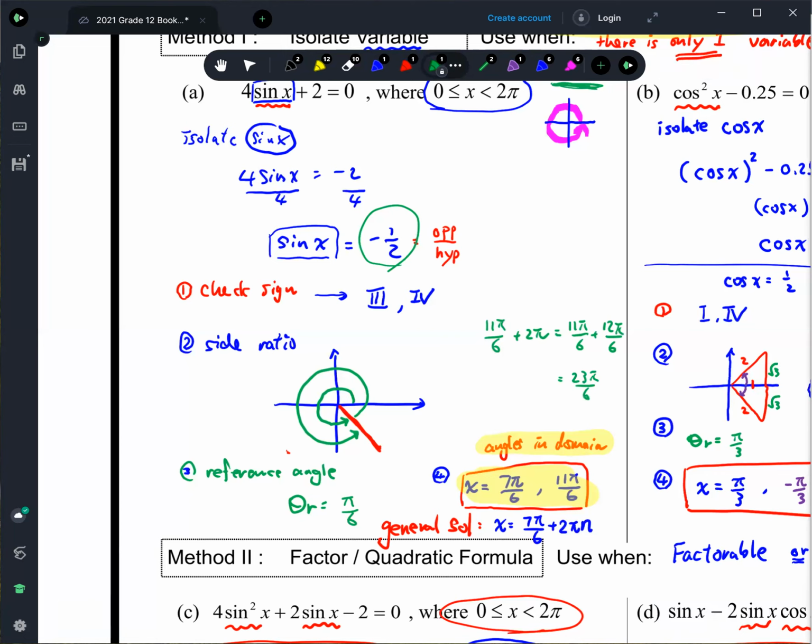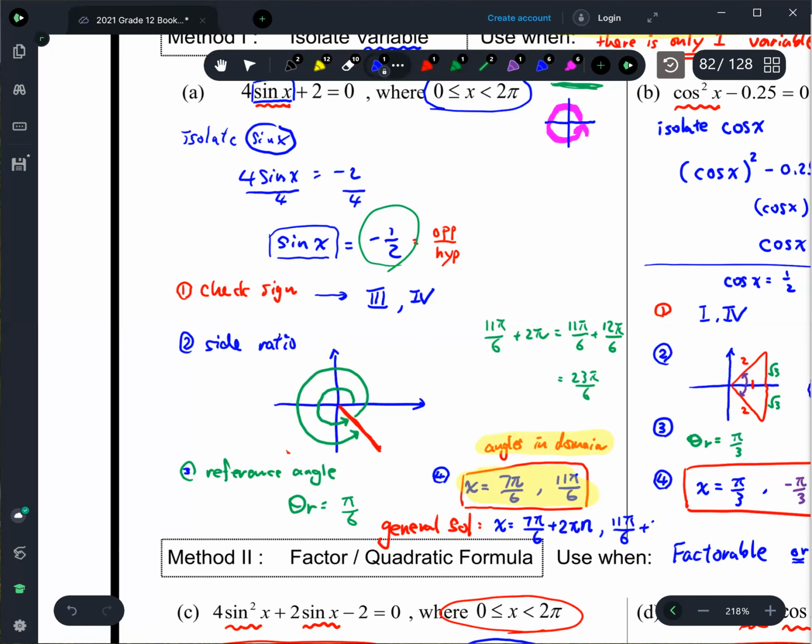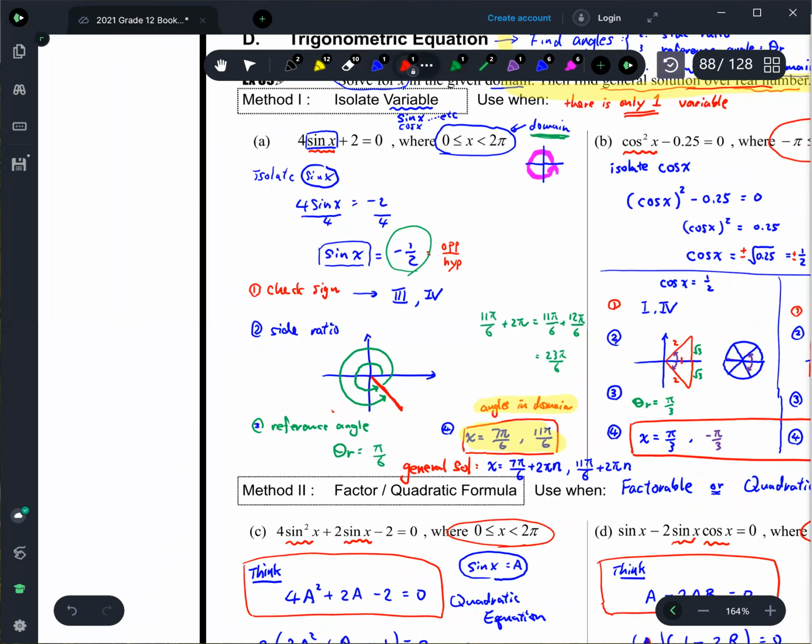You can keep on adding another 2 pi. So the next one will be 35 pi over 6, and so on. To represent all the answers there, you just add 2 pi n. So the second one is 11 pi over 6 plus 2 pi n. This is called the general solution. So let's box that.